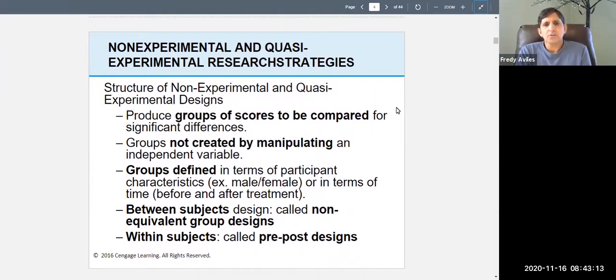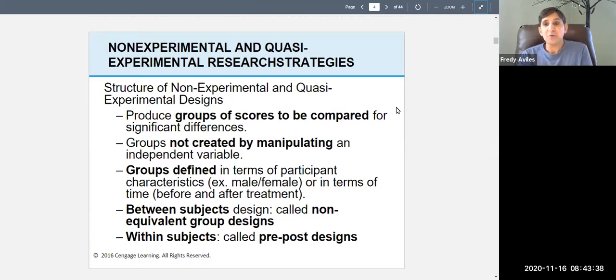Let's talk about the structure of non-experimental and quasi-experimental designs. Both non-experimental designs and quasi-experimental designs produce groups of scores to be compared for significant differences. So you're still going to compare groups. At the minimum, you need to do that. To have a non-experimental or a quasi-experimental design, you need to be able to compare groups. So you're going to have groups.